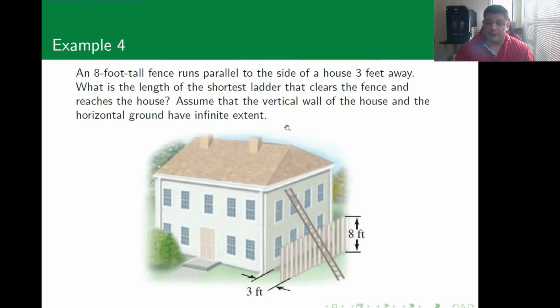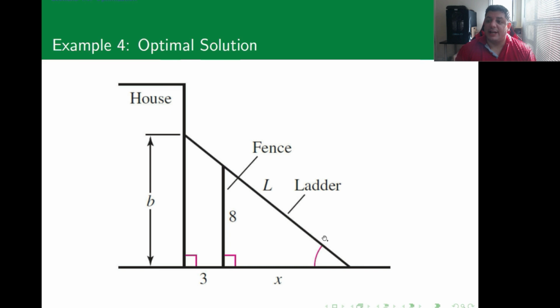Let's assume that the vertical wall of the house and the horizontal ground are going to have infinite extent. So we have a situation like this. We're using this ladder that is going over the fence and reaching the house. We have the distance between the house and the fence, which is 3 feet, and also the height of the fence, which is 8 feet. So now with this information, we can make a diagram as follows.